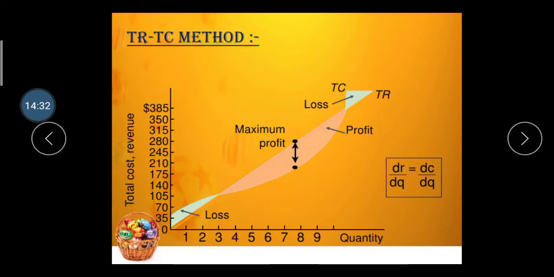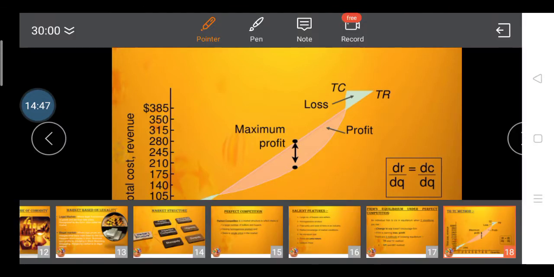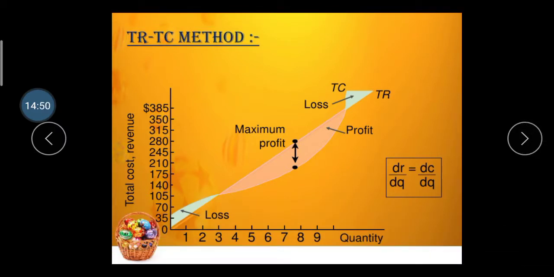So the first one is the total revenue and total cost method. The x-axis stands for quantity, and the y-axis stands for total cost and revenue. Here you see there are loss phases if revenue is less than total cost. Here you see that total cost is higher than total revenue, so the firm faces losses. And if the total cost is higher than the total revenue, they face a loss, and if the total revenue is higher than the total cost, they earn the maximum profit.